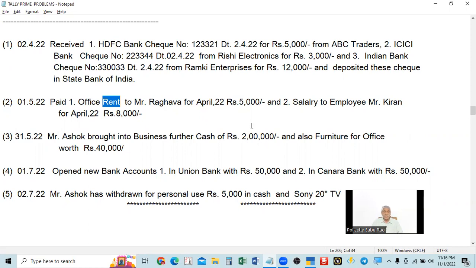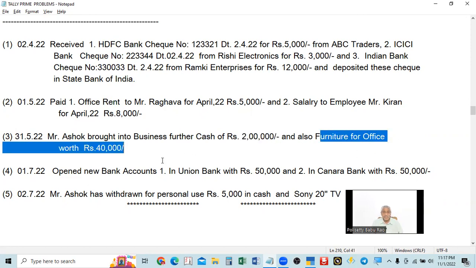In this case, when he brought cash into the business, we have to enter it in the receipt voucher. But the furniture, where do we have to enter it? It is not received, it is not cash, so we cannot enter it in the receipt voucher. Furniture is not purchased and it is not goods, so this cannot be entered in any purchase voucher or anything.